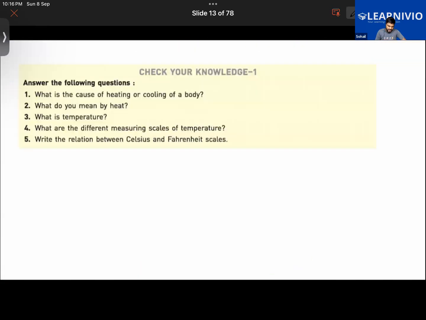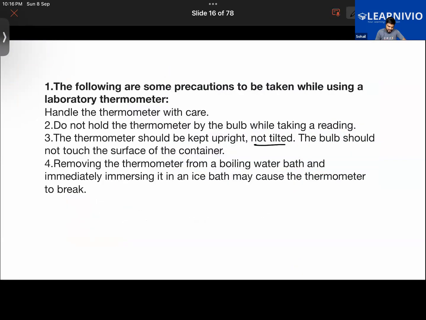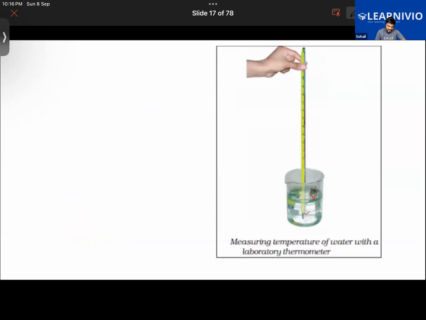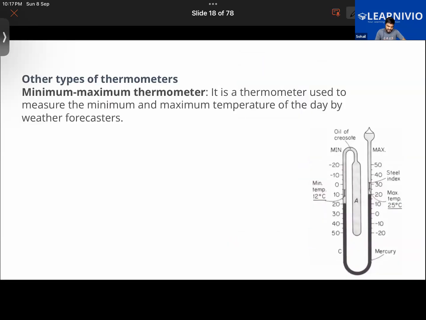So we have learned about these things so far. We did learn about the precautions. Here in this image, you can see how the thermometer has been held in an upright, vertical position, and not in a horizontal position or tilted.